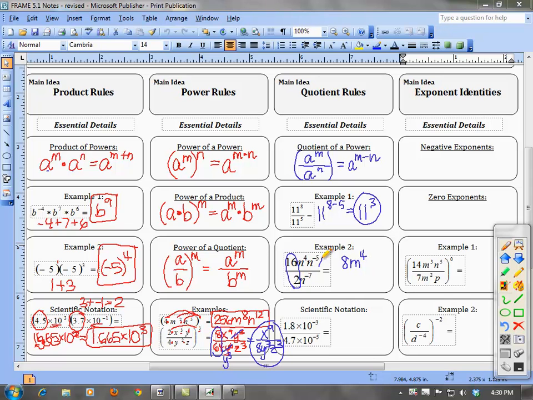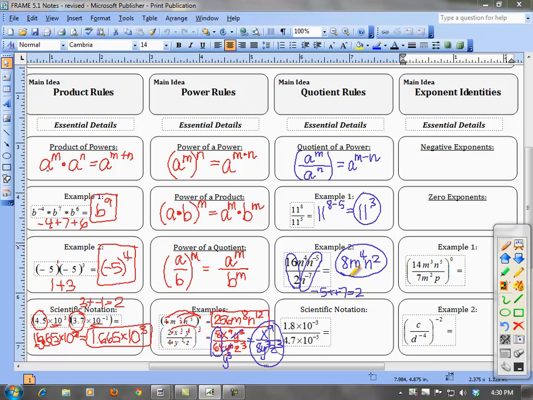And n's, what I'm going to do here, because one's on top and one's on bottom, I'm going to subtract them. So negative 5 minus negative 7 means I add. Negative 5 plus 7 is 2. I have n squared. There's my final answer.